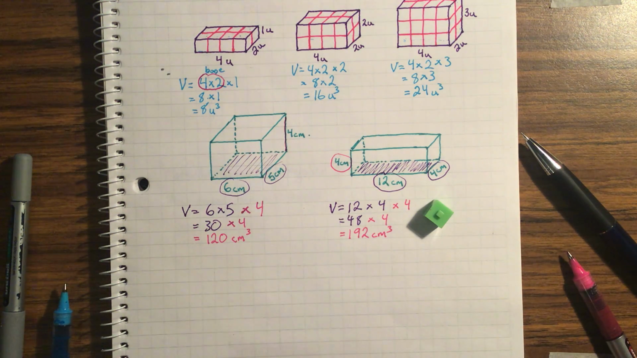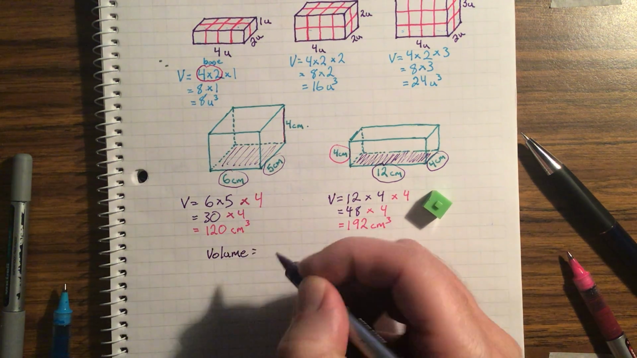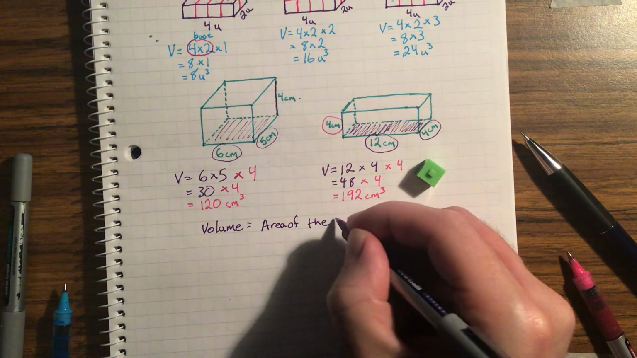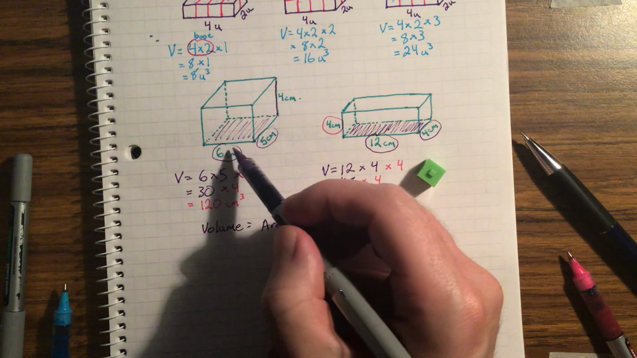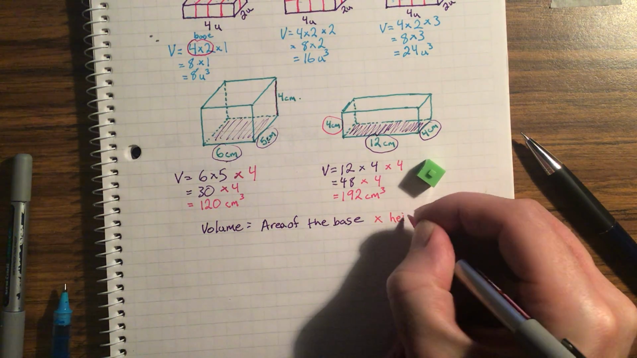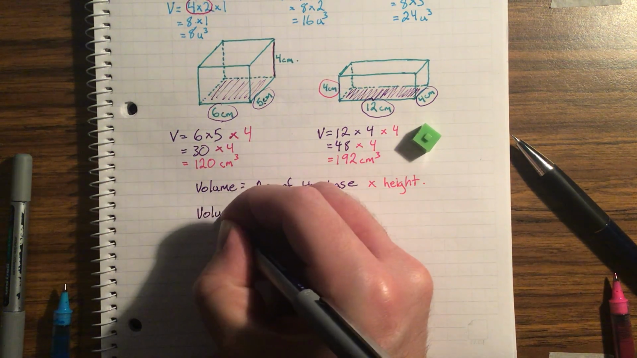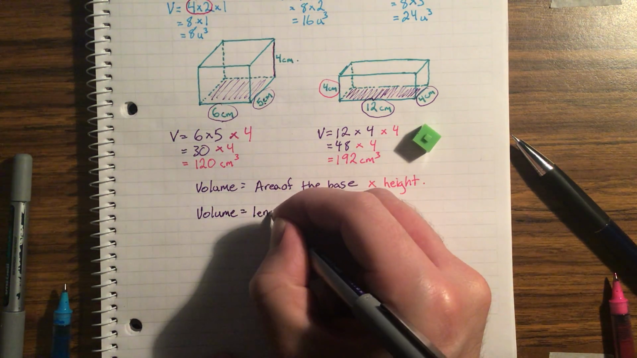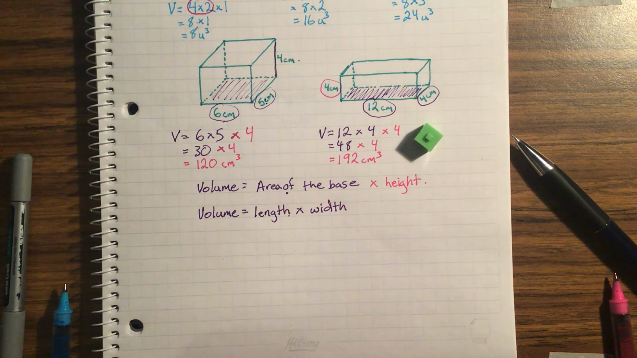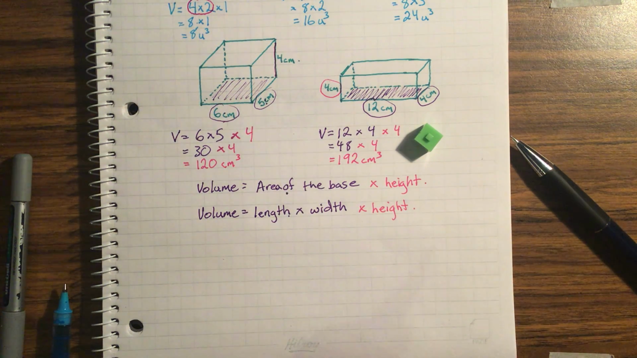So if we are going to write out formulas for calculating the volume of a rectangular prism, volume is equal to area of the base, that's this rectangle here, that's the 6 times 5, area of a rectangle is length times width, times the height of the rectangular prism. Or we could write it this way. Volume is equal to length times the width. That gives us the area of the base, the length times the width, times the height. This volume formula works for any rectangular prism.